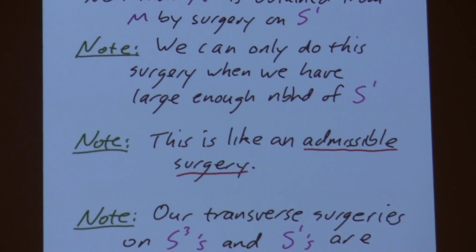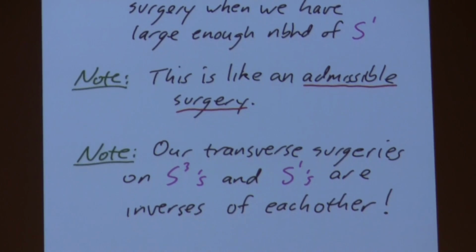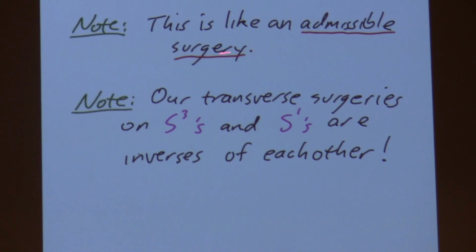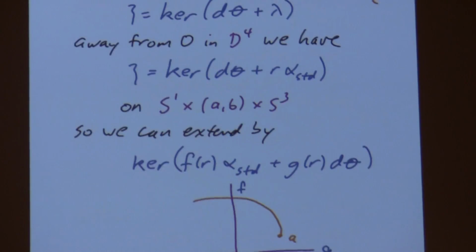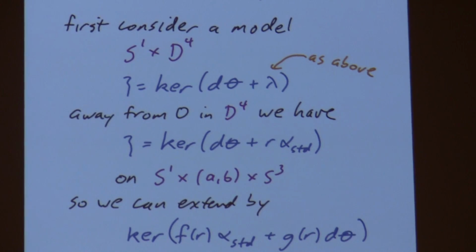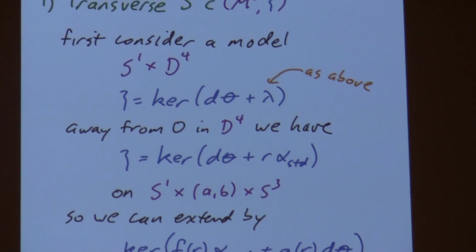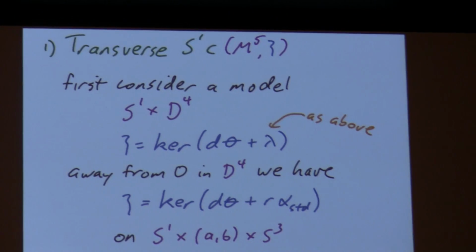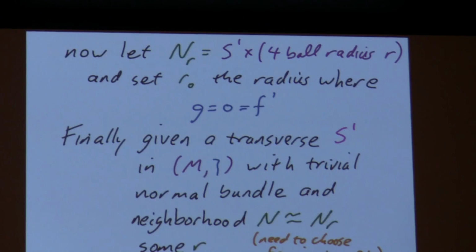So great. So we have a way of doing surgery on a transverse S1. And you should think of this as being very much like admissible surgery. Because remember, we had to make the assumption our neighborhood was big enough, and then we took something out and collapsed. So this is definitely the analog of admissible surgery in dimension 3.